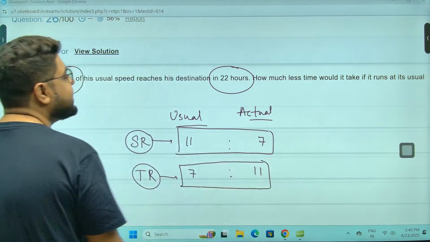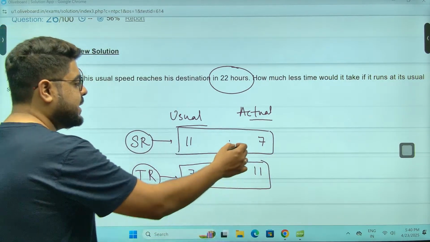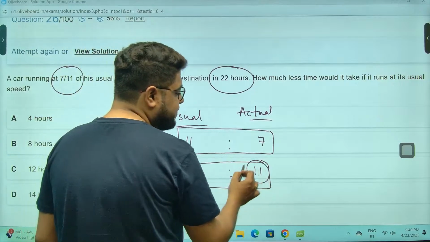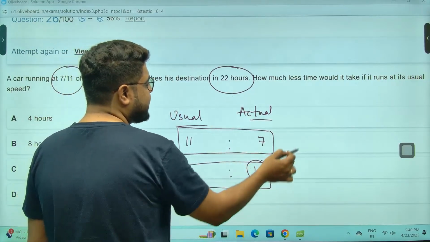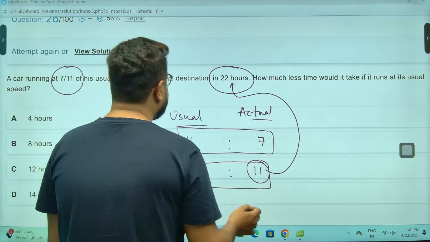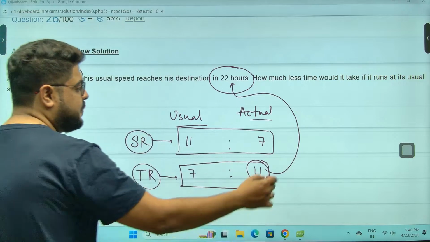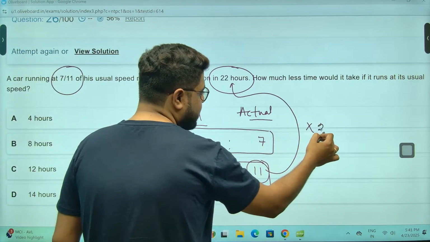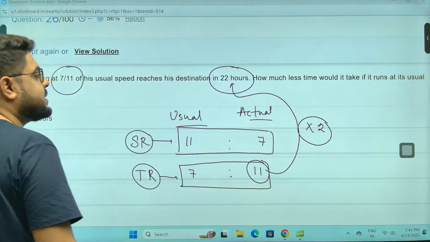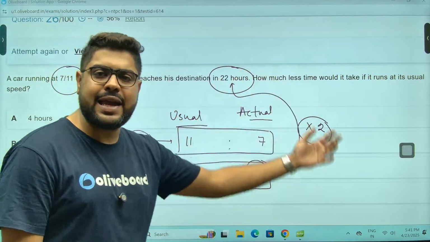Now, how much time is he taking, sir? Actually, going at this speed, he is taking 11 units of time. That is given as 22. That means every unit is equal to 2. Multiply by 2. Now they are asking how much less time will it take?